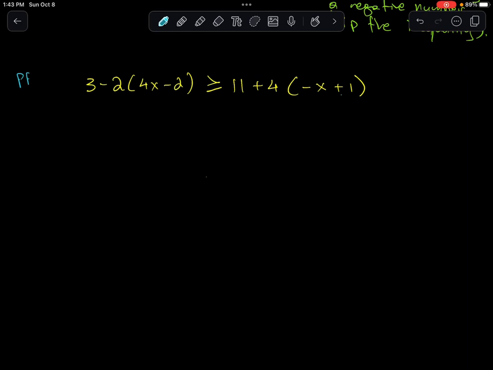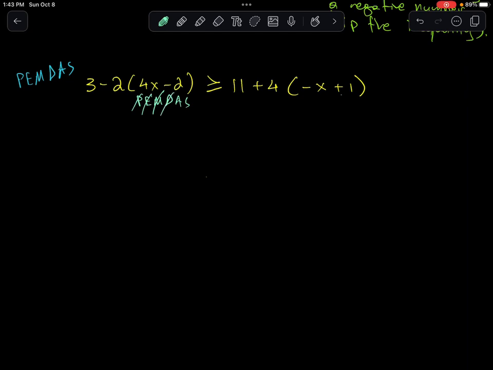Okay, PEMDAS, and I refer to the left. Do I have a parenthesis? Yes. Let's check inside the parenthesis and see if there is anything that I can do. Little PEMDAS inside the parenthesis. Do I have a parenthesis inside the parenthesis? No. Do I have an exponent inside the parenthesis? No. Do I have a multiplication inside the parenthesis? Yes, 4 times x, but I don't know the x, so I can't do it.